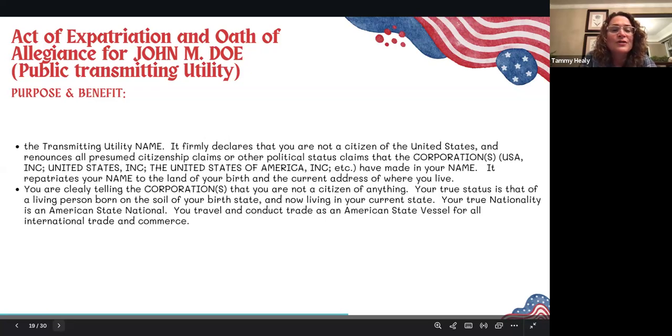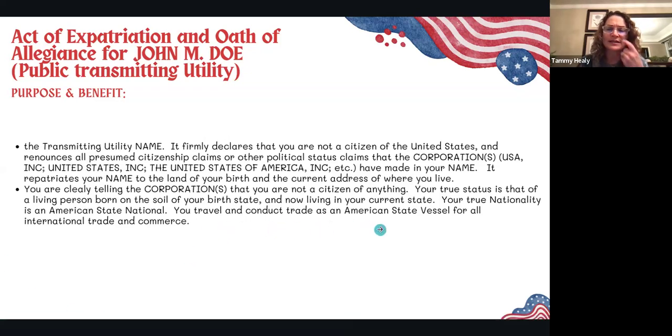It repatriates your name to the land of your birth and the current address of where you live. You are clearly telling the corporations that you are not a citizen of anything. Your true status is that of a living person born on the soil of your birth state and now living in your current state. Oh, I think I already, yeah, so this is the same thing. You travel and conduct trade as an American state vessel for all international trade and commerce.